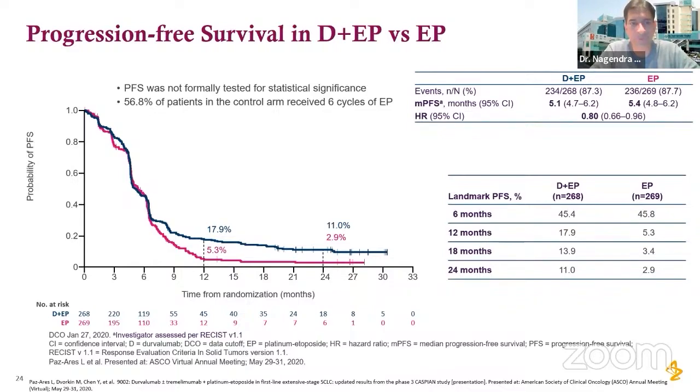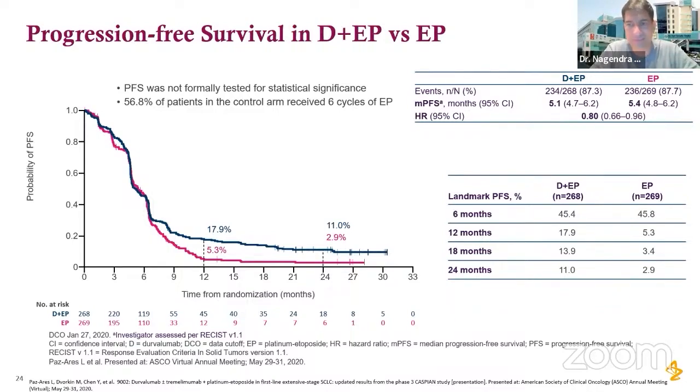So PFS was not formally tested for statistical significance, but 56.8% of patients in the control arm received 6 cycles of EP. At 1 year, 17.9% were progression-free, and at 2 years, 11% were progression-free. So look at the landmark PFS. The median PFS was 5.1 months as compared to 5.4 months with EP, with a hazard ratio of 0.80.